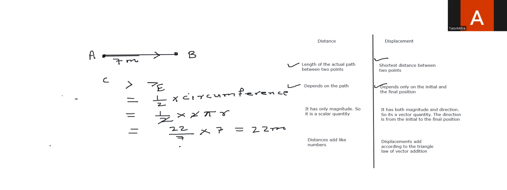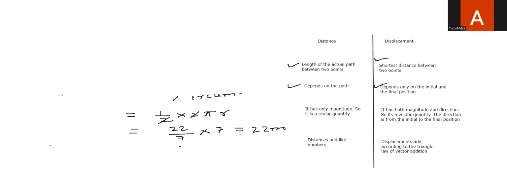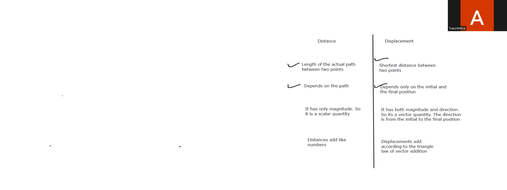Distance and displacement are very important quantities because when you study average speed and average velocity, you will be using these two quantities. When there will be average speed, you will be talking about only distance, and when you will be dealing with average velocity, you will be concerned about the displacement only.